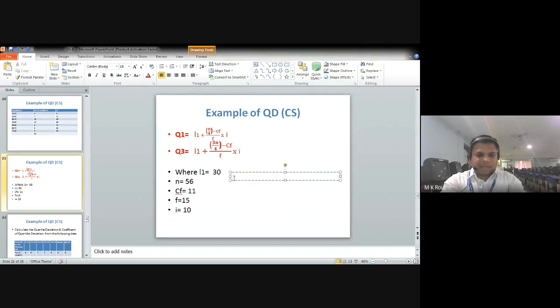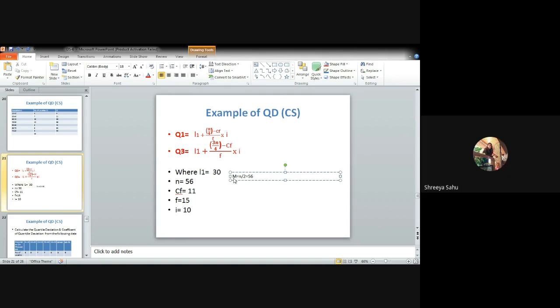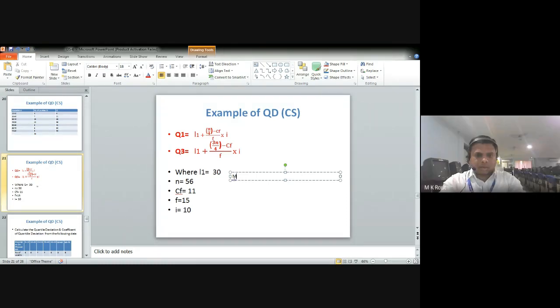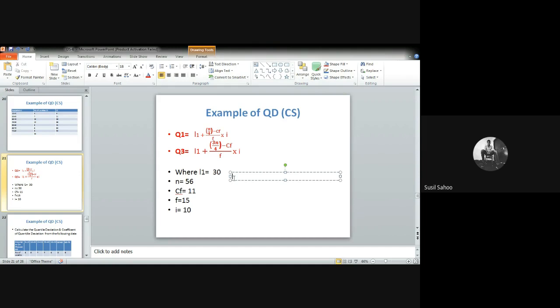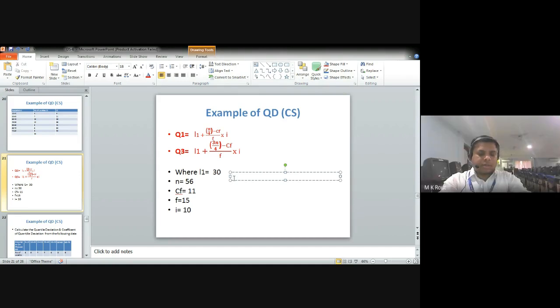That means the median value, M, equals n by 2. N by 2 equals how much? 56 divided by 2, that is 28. Sir, this is L1 plus N by 4 minus cumulative frequency. The Q1 equals L1 plus, with the corresponding cumulative frequency preceding that previous frequency. I will show that one. Just a minute.